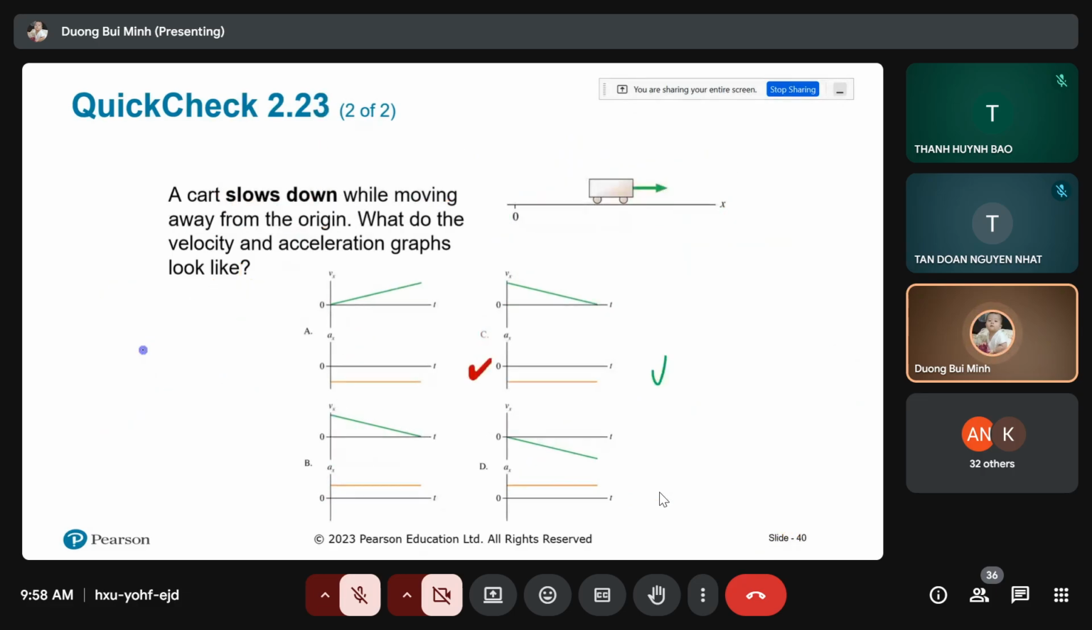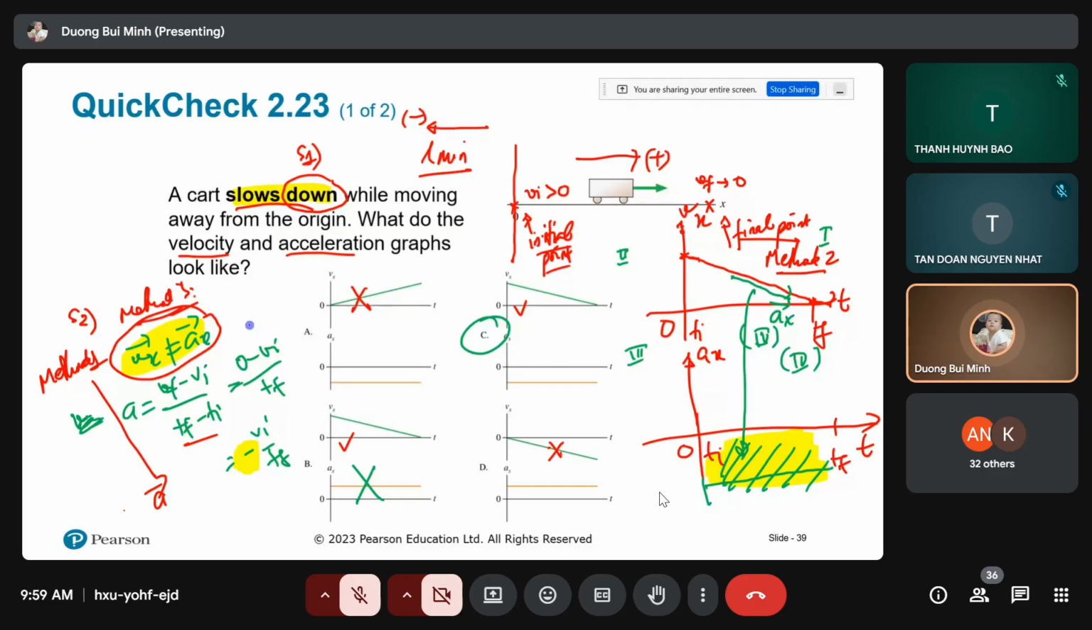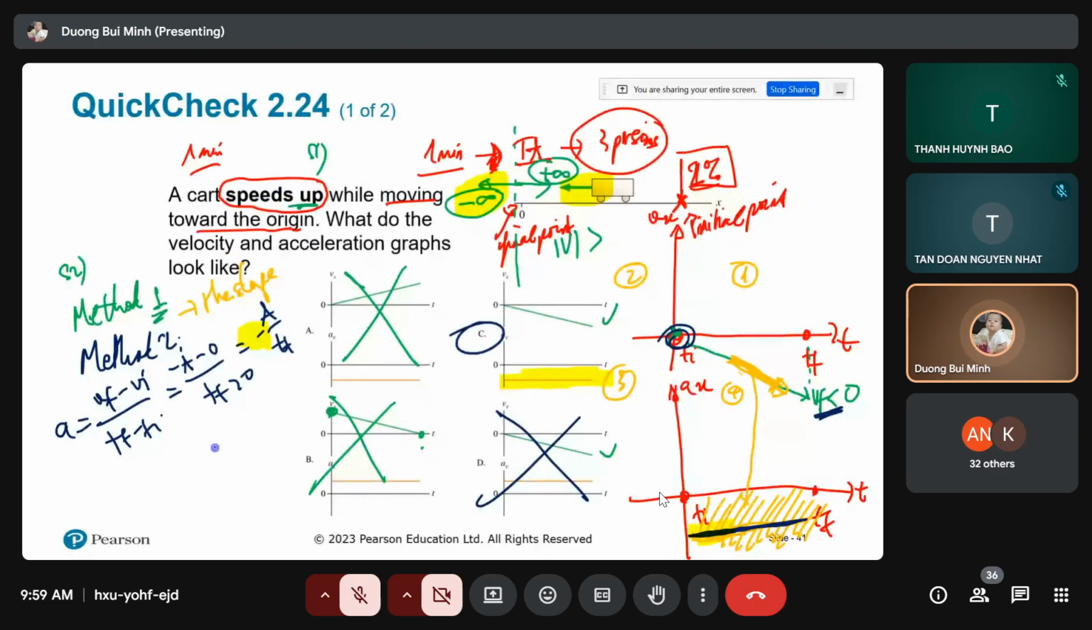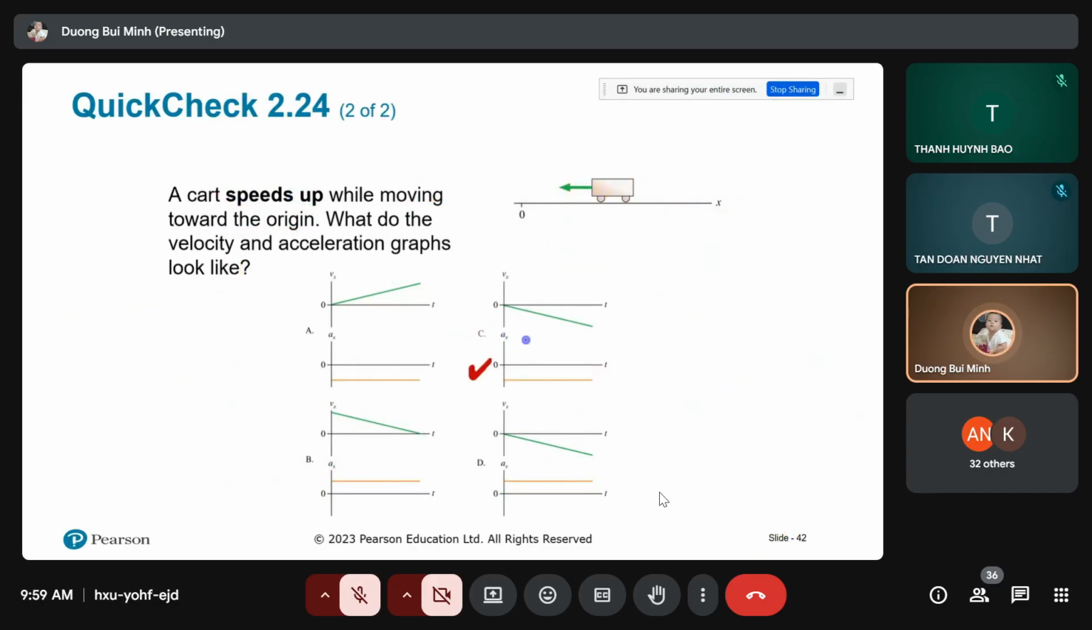Now, what is method 3? Method 3 is the observation. If we remember the observation, when Vx is the same sign as Ax, you get speed up. When Vx is different from Ax, you get slow down. Now it is speed up, and Vx is negative, so Ax is negative. So the correct answer will be C.